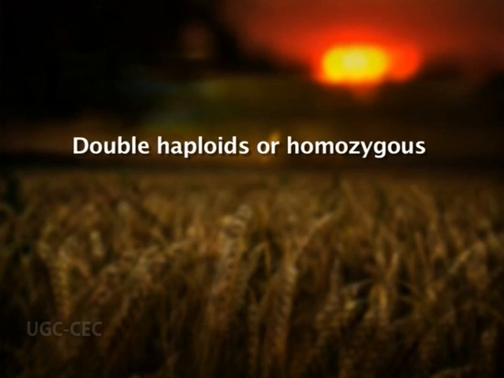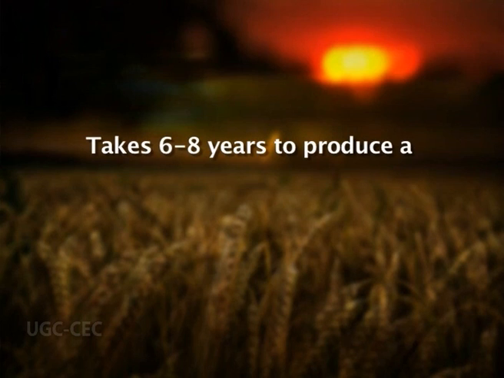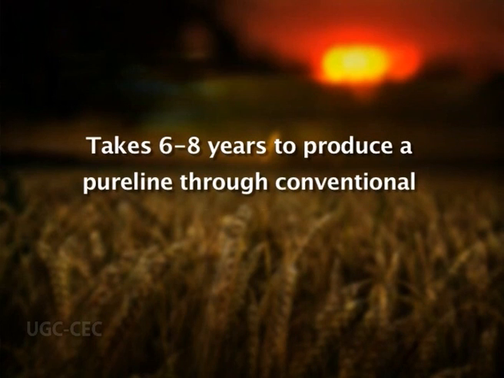Through colchicine treatment, the haploid plants produced can be converted into double haploids or homozygous diploid plants, also known as pure lines. It generally takes 6 to 8 years to produce a pure line through conventional breeding methods. Such pure lines can be produced within 2 to 3 years through anther culture.